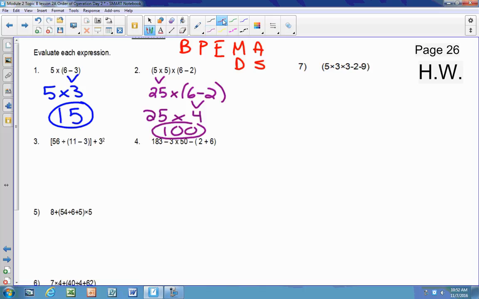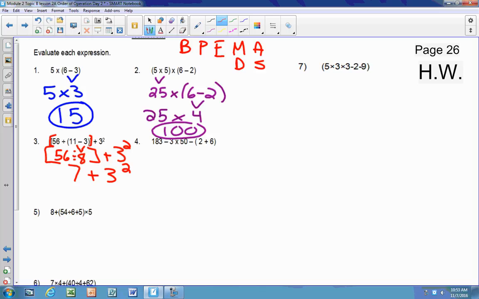Over here, number 3, we have brackets and we have parentheses. So I have my brackets, and in my brackets there's parentheses, so I do the parentheses first inside the brackets. 11 minus 3 is 8. I rewrite everything else. I still have brackets, so I need to solve that. And I rewrite everything else.